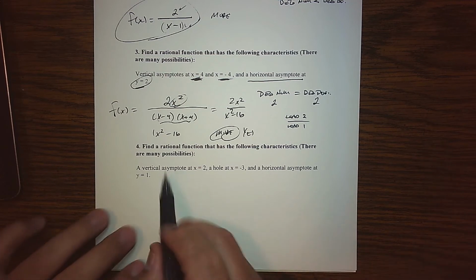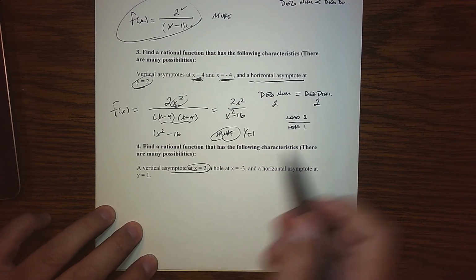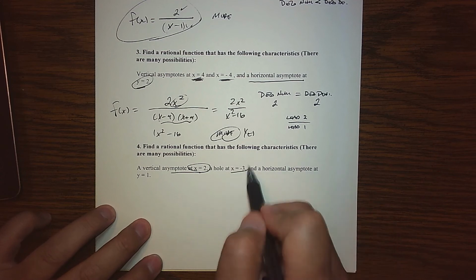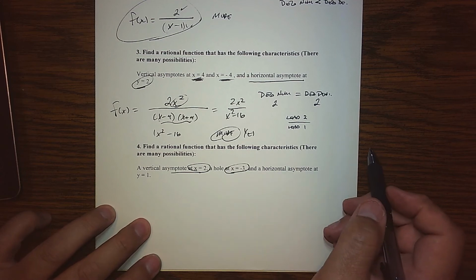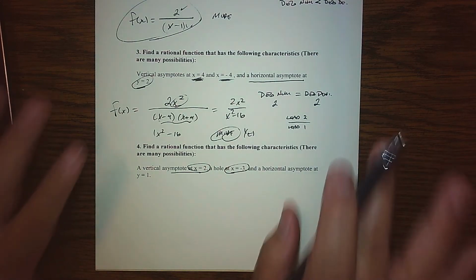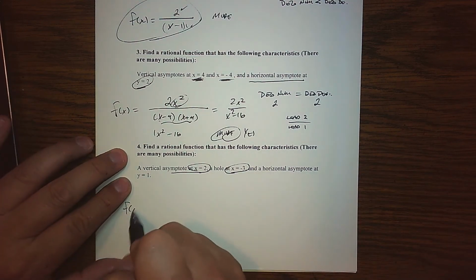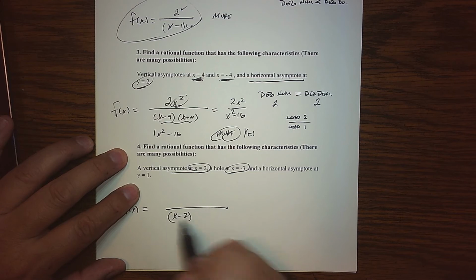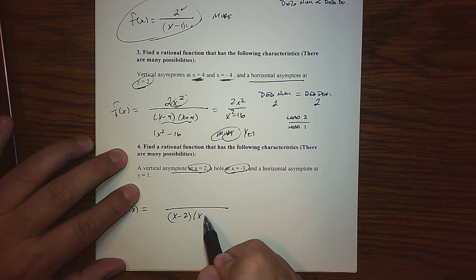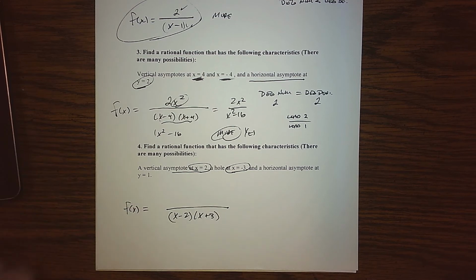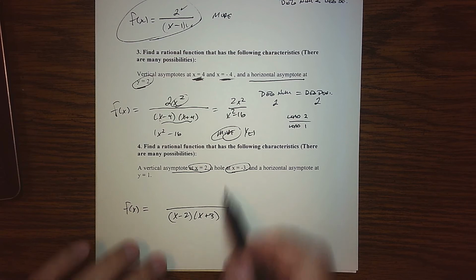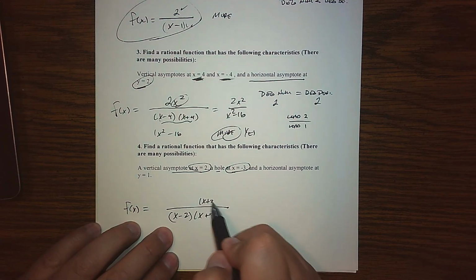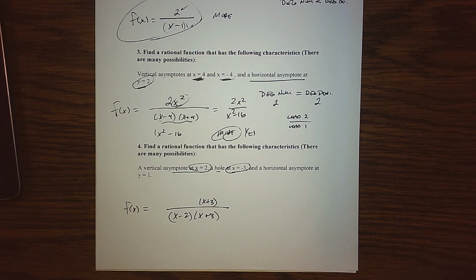But here we have vertical asymptotes at x equals 2, right? And then a hole at x equals -3. So let's stop right there. What does that tell us? Well, this tells us that our function at the bottom has to have x minus 2 and x plus 3 down on the bottom. And because it's a hole, that means x plus 3 also has to be on the top.